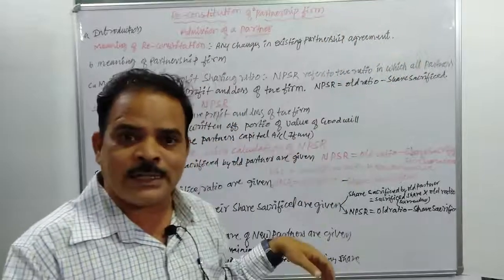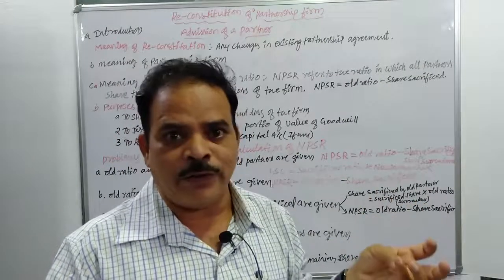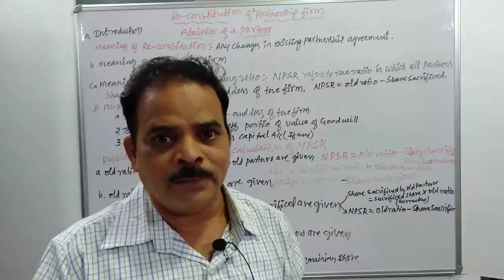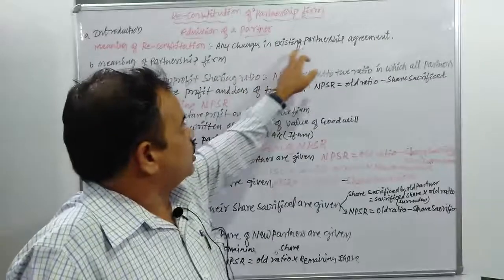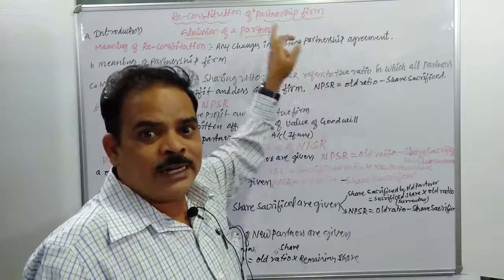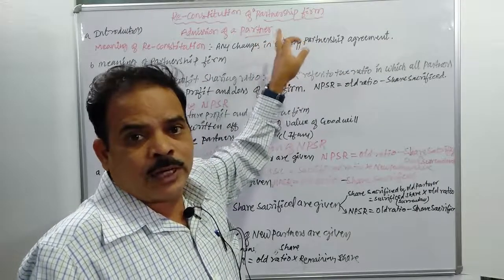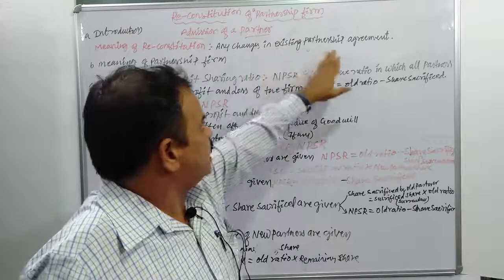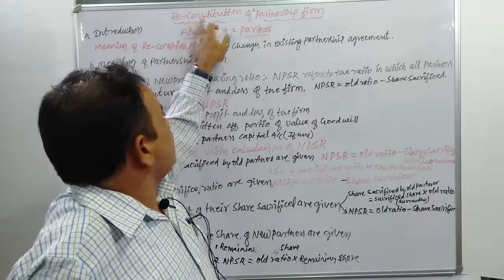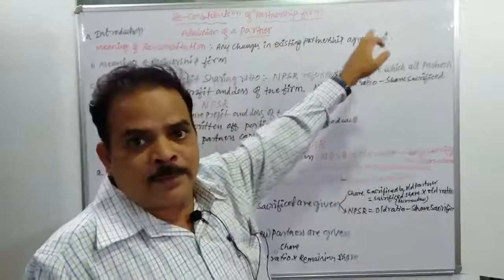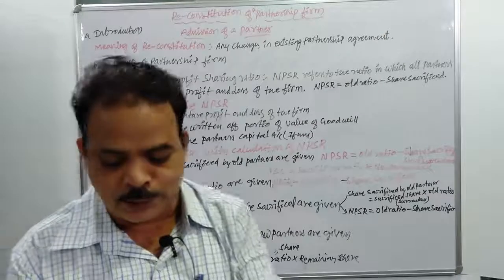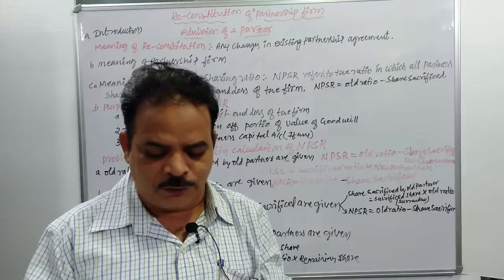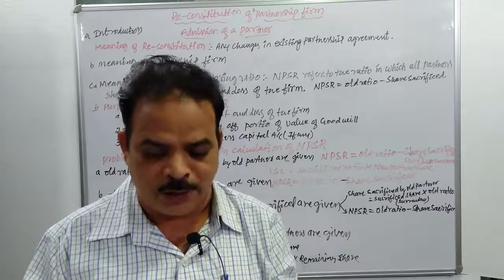When is the agreement going to change? When there is admission of a partner, retirement of a partner, or death of a partner, then the agreement might change. The profit sharing ratio also changes. When the agreement changes, we call it a reconstitution of a partnership firm. What do you mean by it? Already told you, the admission of a new partner.